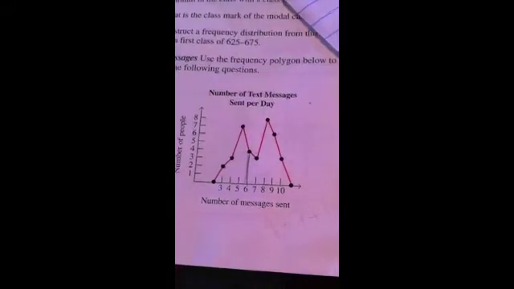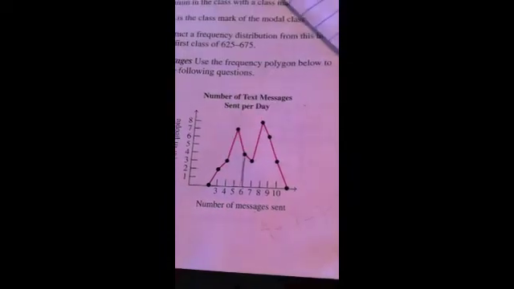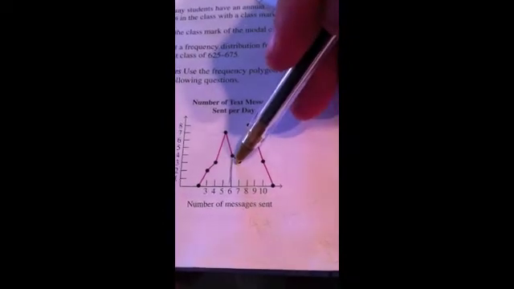And let's see. So 3 messages were sent by 2 people. 4 messages by 3 people. 5 messages by 7 people. 6 messages by 4 people. 7 messages by 3 people. 8 messages by 8 people. 9 messages by 6 people. 10 messages by 3 people.